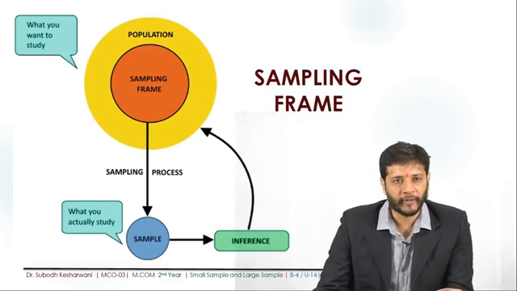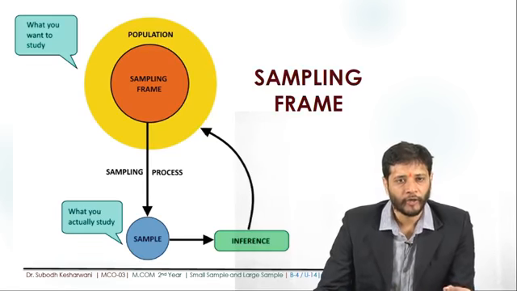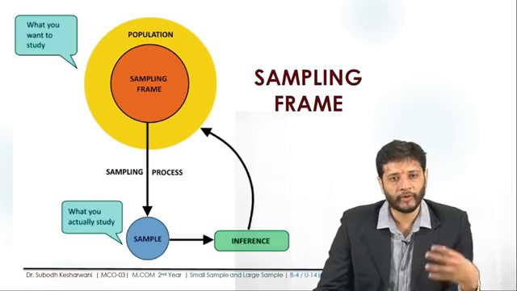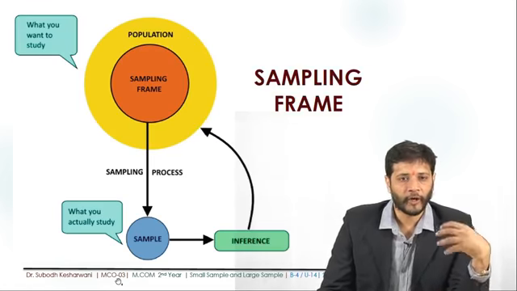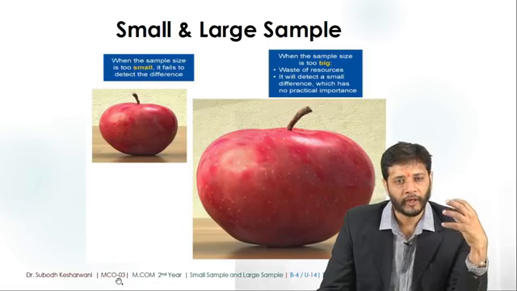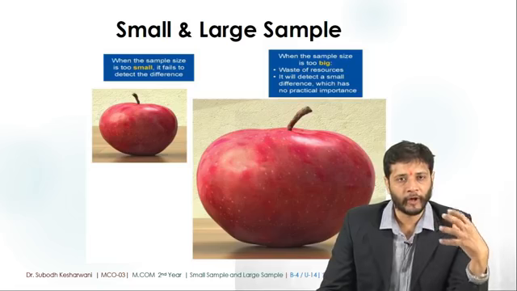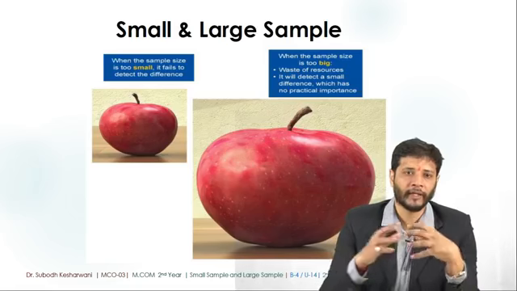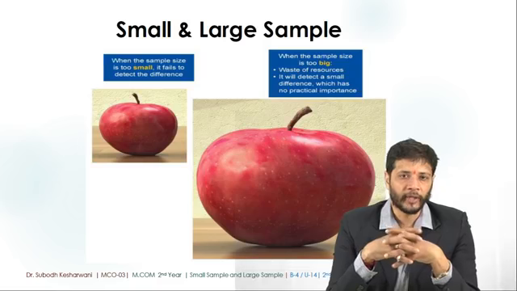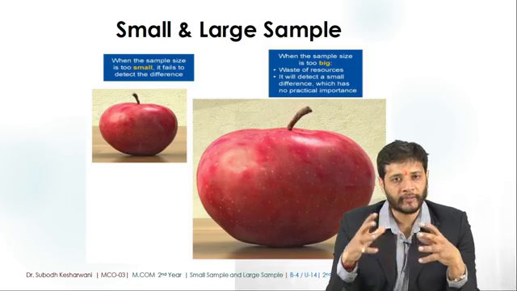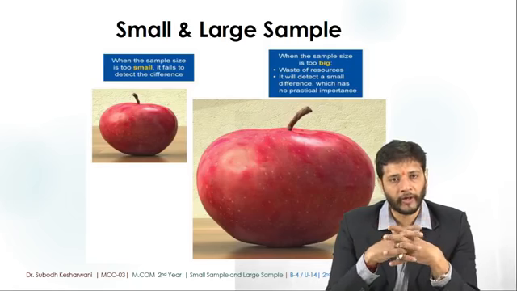As far as the sampling frame is concerned, when we make a sampling frame we have in mind what we want to study, and when we make a sample we narrow ourselves down and focus on what we actually want to study. So today's discussion is more about small and large samples. We already had a thought-provoking session on sampling, and then a session on methods of sampling. If we go into the backdrop of methods of sampling, it could be random or non-random sampling, or probability or non-probability sampling.